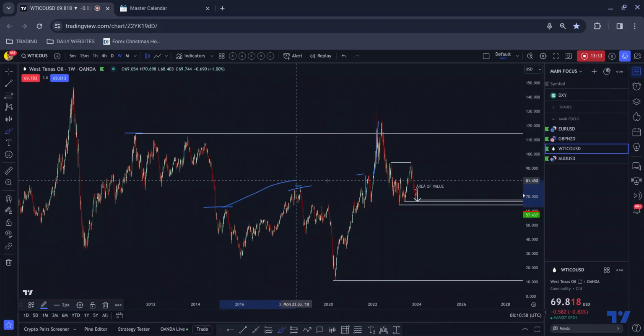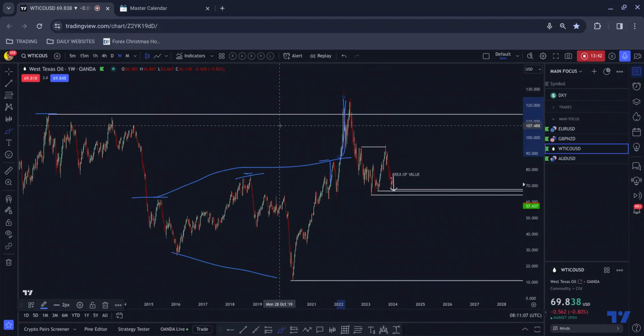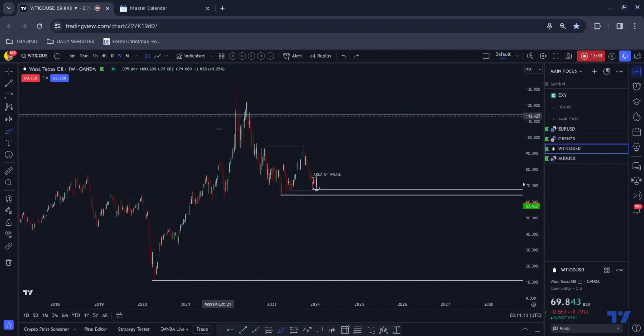So we have that structural expanding pattern. We break out of that, which confuses people because they think it's going to the moon. It breaks above here, catches people on the wrong side of the market, and then moves to the downside.